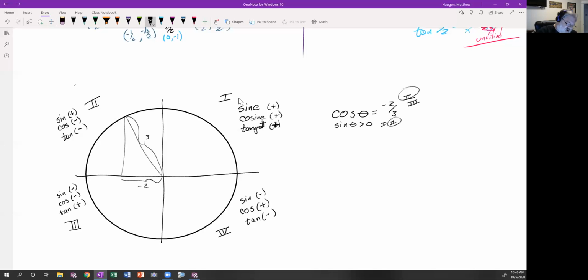Could we use that to figure out what this other side length is? Well, we could use the Pythagorean theorem to tell us what that other side length is, right? We'd have the negative 2 squared plus that other length squared has to equal 3 squared. So we'd have 4 plus b squared equals 9. So b squared equals 5. So b is equal to plus or minus the square root of 5. Well, how do we know whether to use the positive or the negative?